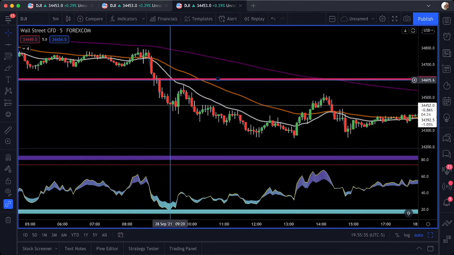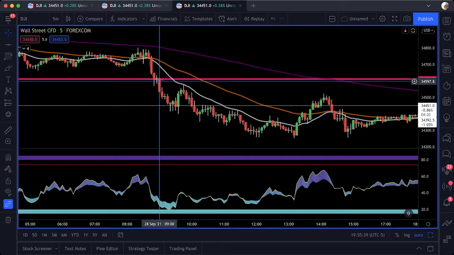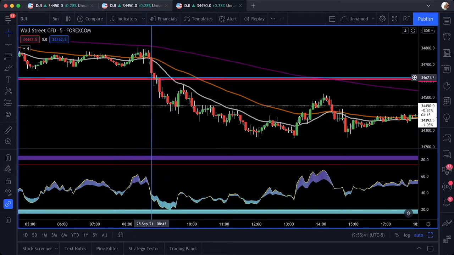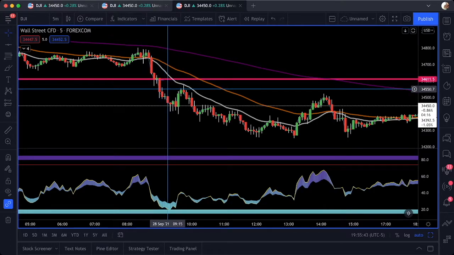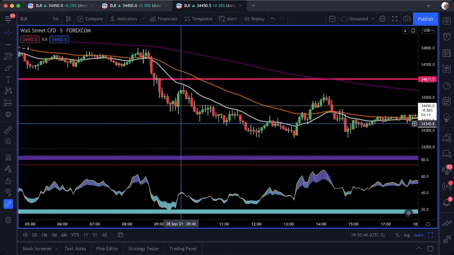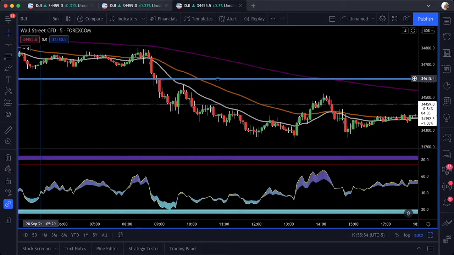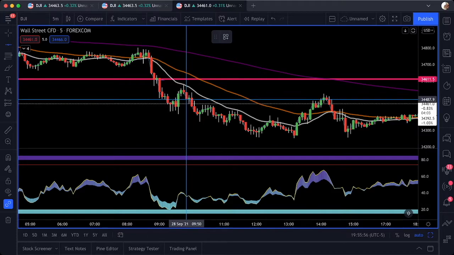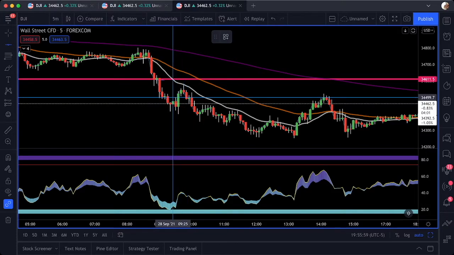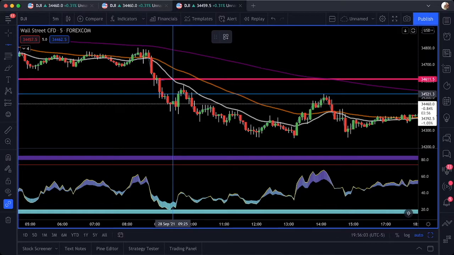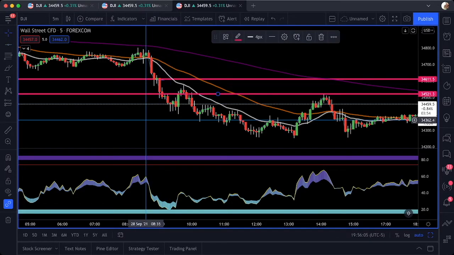All right, so that was my entry earlier. It was right as it broke support. Perfect entry. It was gorgeous. So then I rode it all the way down to, where was my exit? 520. All right, there we go.